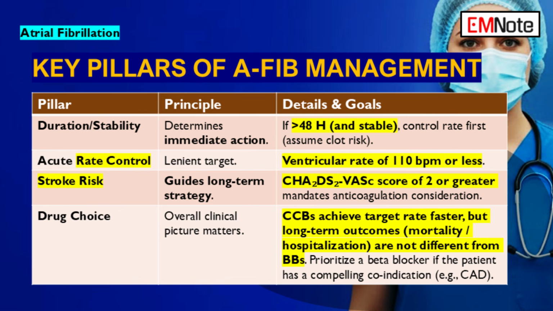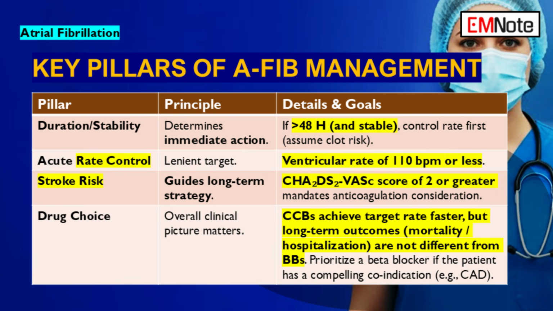Large trials have shown that while calcium channel blockers might get you to your target heart rate a bit faster than beta blockers, there's no difference in meaningful long-term outcomes, like mortality or hospitalization. Okay, so speed isn't everything. It isn't. So what does this mean for your decision process?